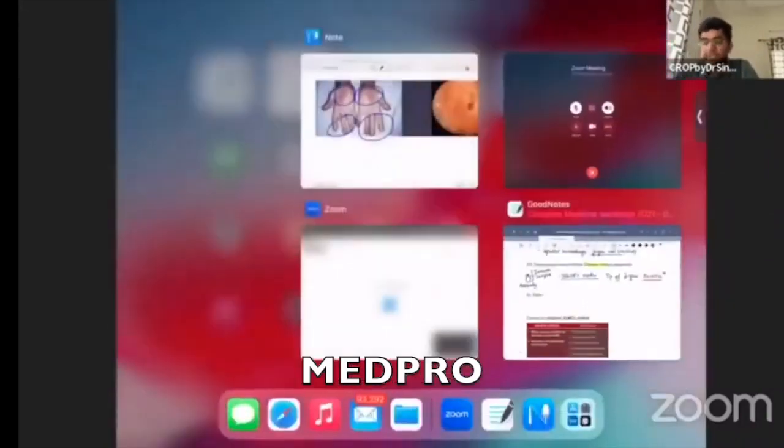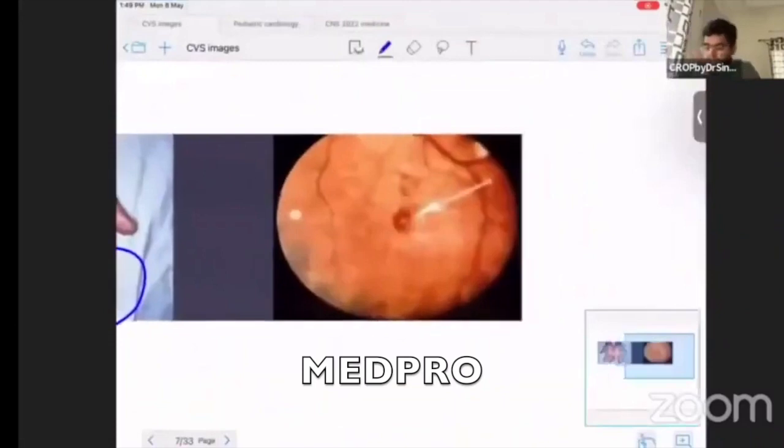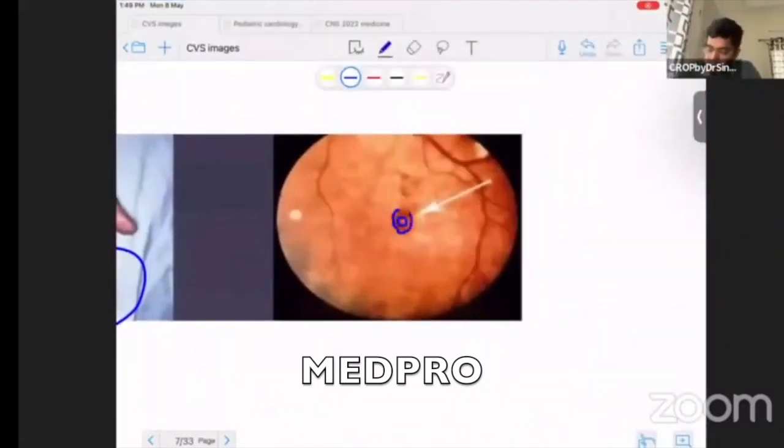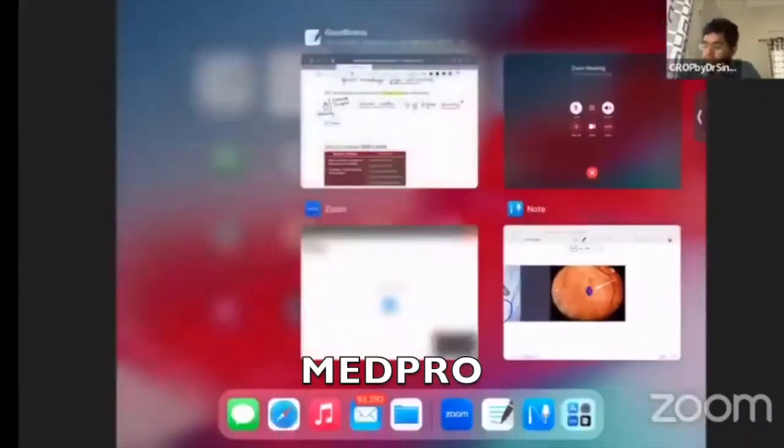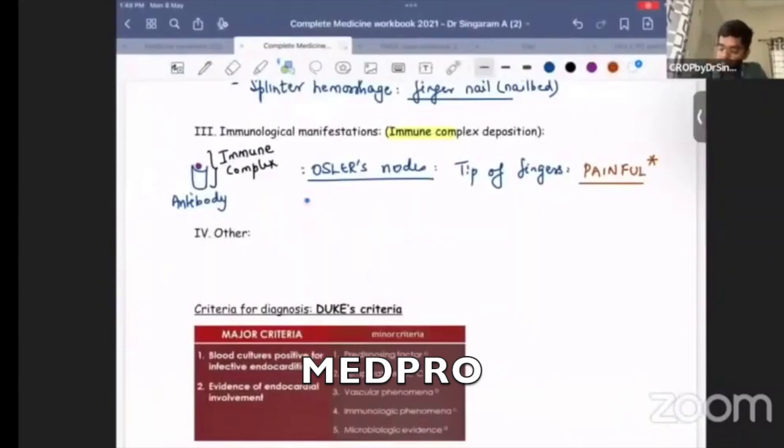Next thing, in the retina area, you can see something like a pale area. Can you see that this is a pale area, and surrounding that you are seeing redness? Any of you know what this is called? It is called Roth spots. A red area surrounding a pale center is called Roth spots. You can see them in the retina.